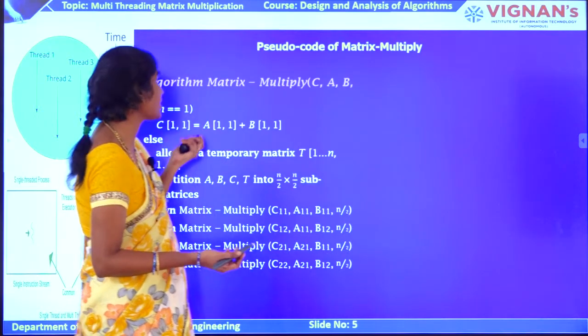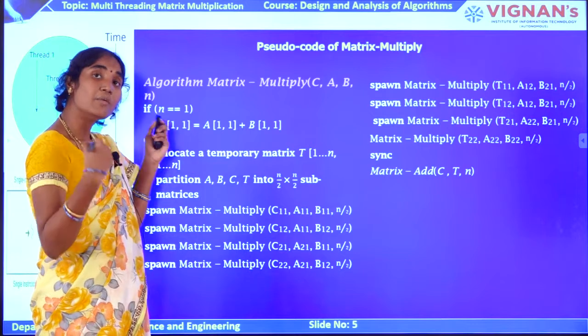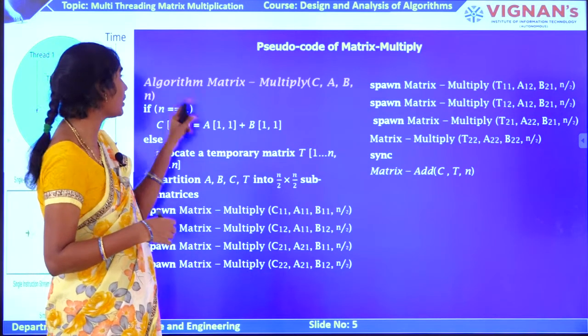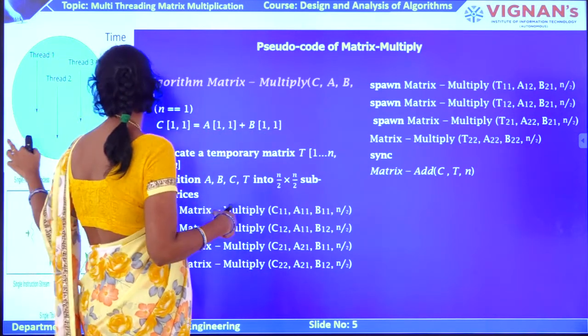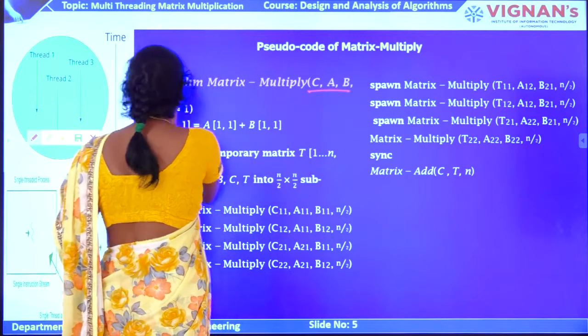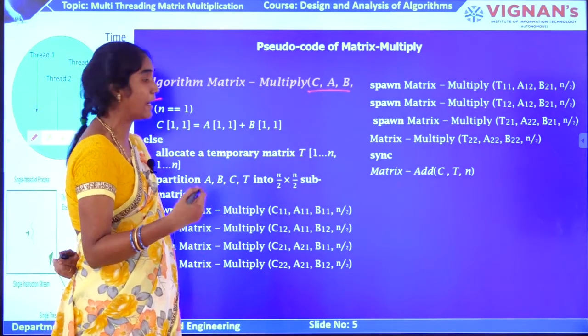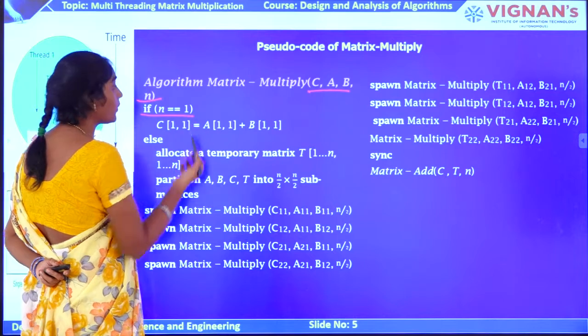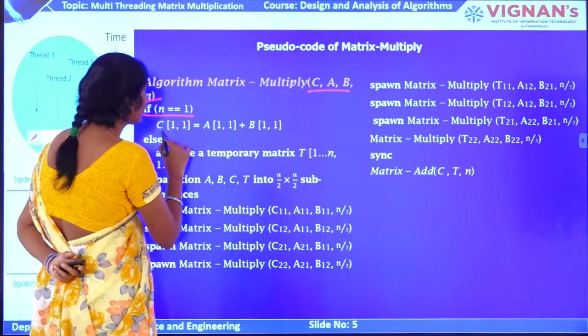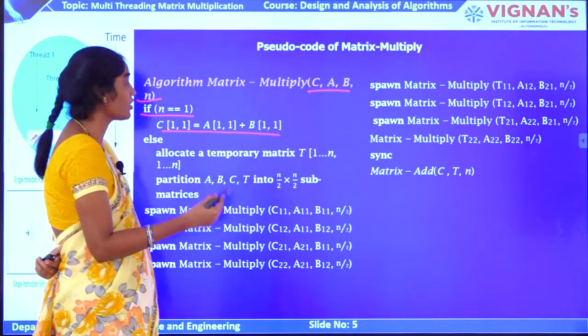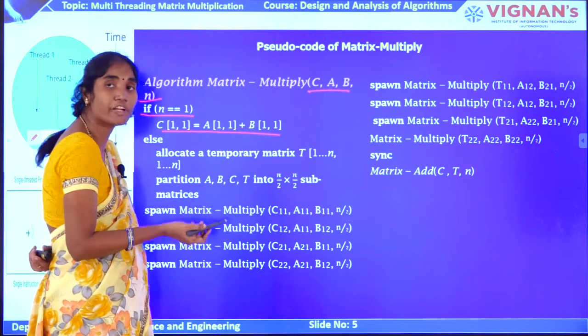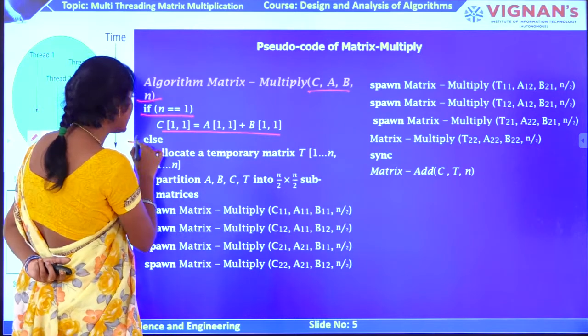So here this is a pseudo code for multi-threading matrix multiplication. I am having parameters, the three parameters which are C, A, B, N. N by N is a given order of the matrix. Now if N is equal to 1, which is a smaller sub problem, in that case directly I am giving the solution, which is C of 1 1 is equal to A of 1 1 plus B of 1 1.